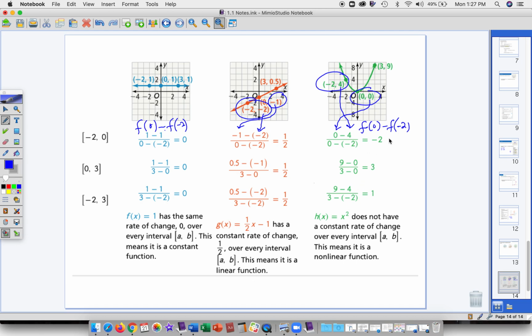For the last one, notice how we have different values. Over the first interval, we had negative 2. Over the next interval, the slope was 3. Over the next interval, the slope is 1. So when it does not have a constant rate of change, it means that it's a nonlinear function. In this case, it was a quadratic function.